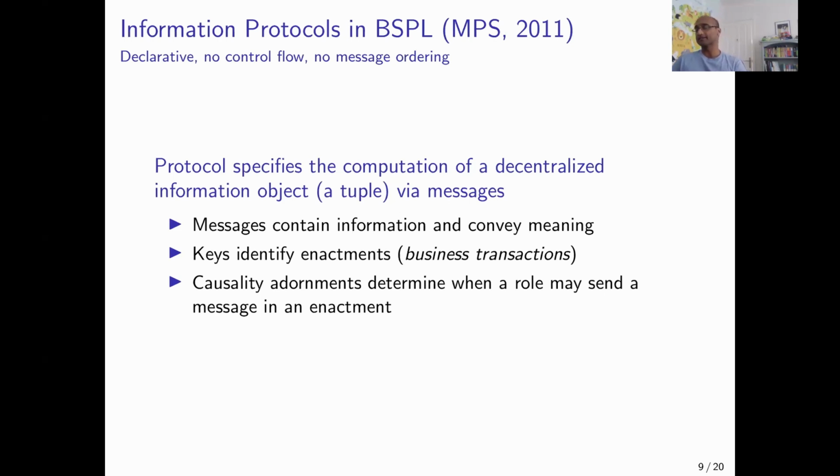And messages have keys which identify the enactments. Think of the keys as identifying the business transactions. You can have one protocol, you can have many enactments of it, each a different business transaction. And the causality adornments determine when a role may send a message in an enactment. So we constrain when a message may be sent by specifying the causality, but we never constrain when a message may be received. So it's fully asynchronous. A message may be received anytime, and it's fine.